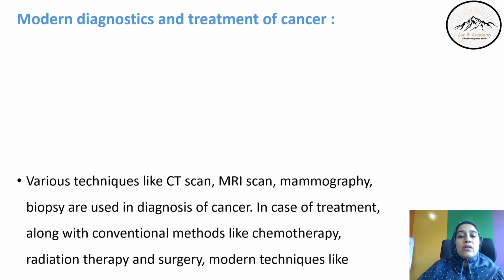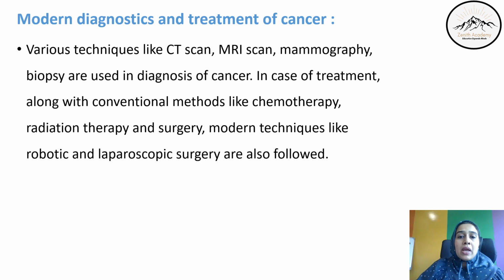Now, modern diagnosis and treatment of cancer. There are various diagnostic methods available. First is CT scan, MRI, mammography, biopsy. These are used in the diagnosis of cancer. CT scan and MRI are huge machines in which they put the entire patient, and they scan for abnormal growth of cells in the body. Biopsy is done to find out whether the growth or lump of cells is cancerous or non-cancerous.